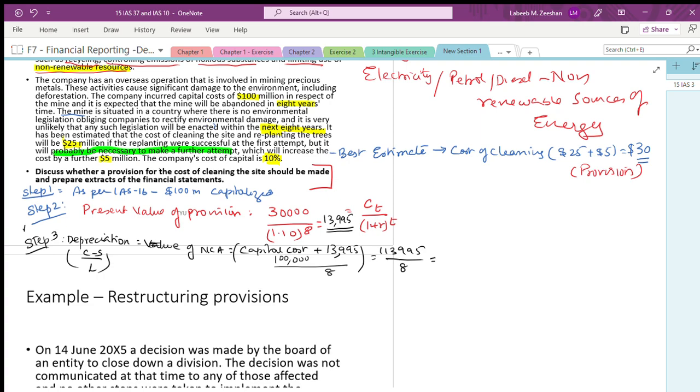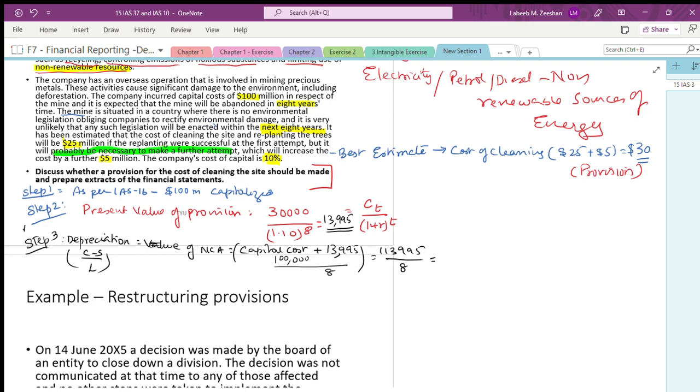See, first what we have done, how much we have to capitalize? 100 million. Fine. Step 1. Step 2, we have to know what is the present value of the provision. How much is the present value of the provision for planting the trees and for replanting the trees? 25 plus 5, 30,000, at the end of how many years? 8 years. We have calculated the present value, 13,995.